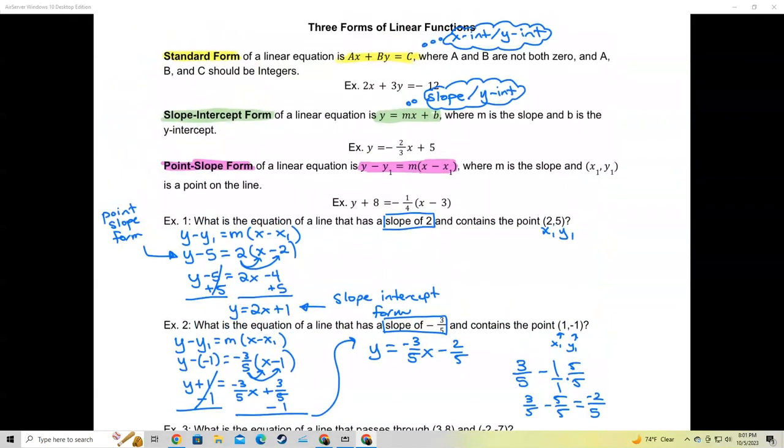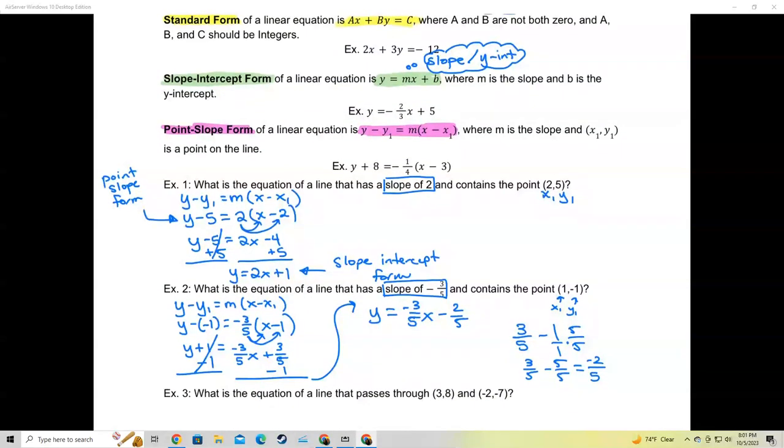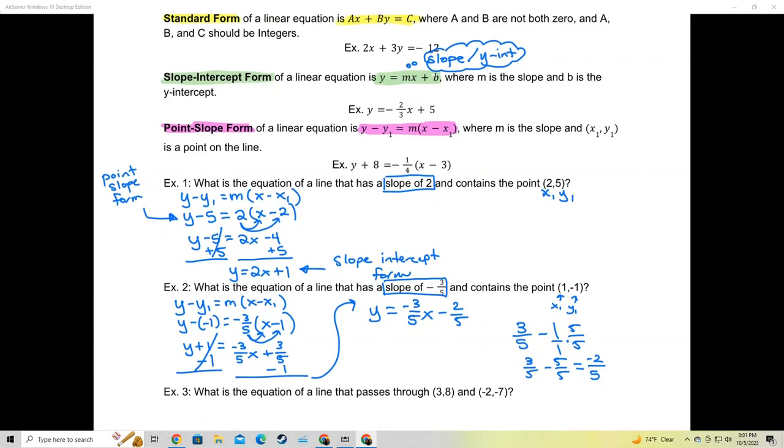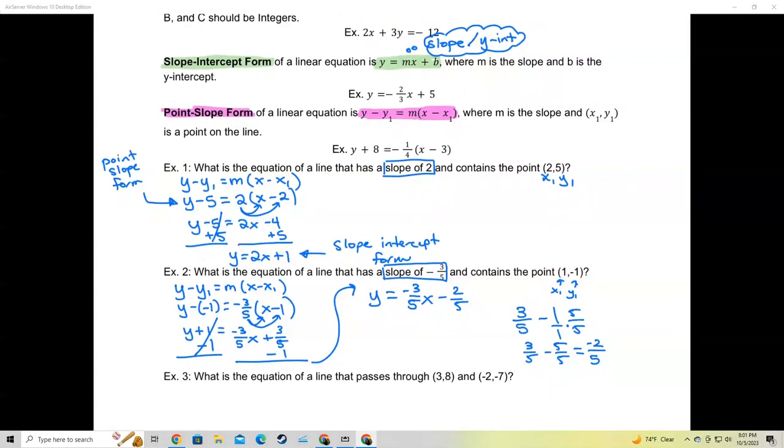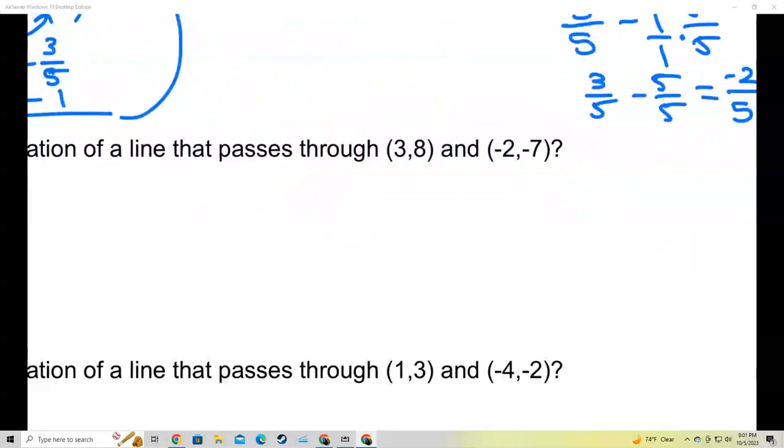And I can't use standard form because they didn't even give me the equation. And I can't use slope-intercept because, again, I don't know the slope. So what I do know is that I have 2 points. This is x1, y1. This is x2, y2.